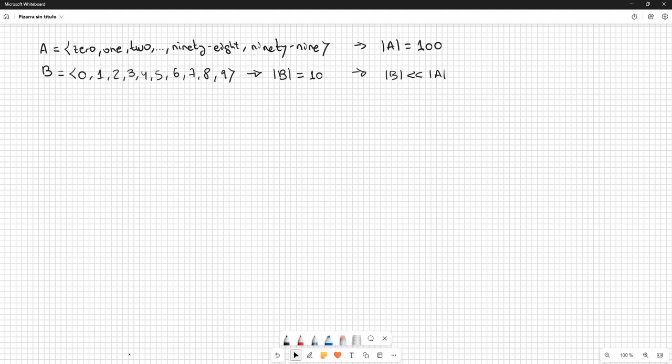So we are going to do this. 0 is going to be this element of B. 1 is going to be this element. 2 is going to be this element. So we can reach 99. You can check that we can represent the elements of the alphabet A with combinations of symbols of the set B.